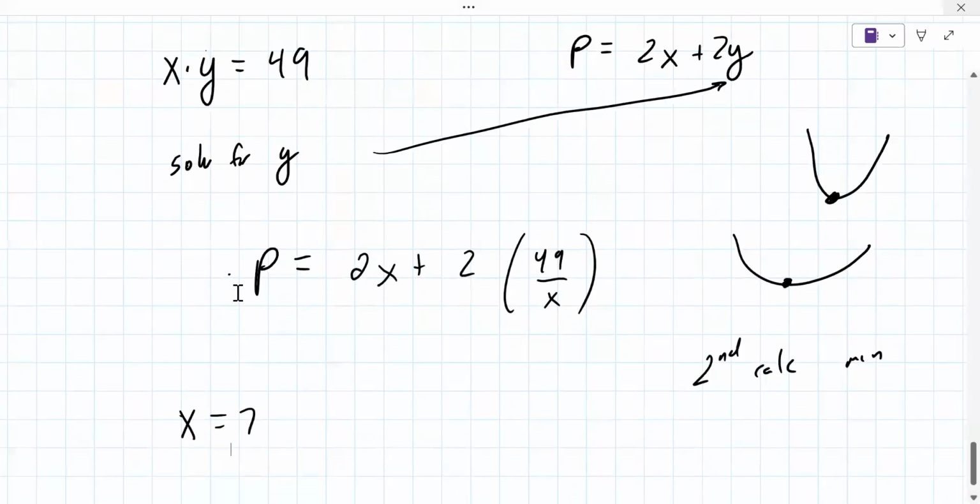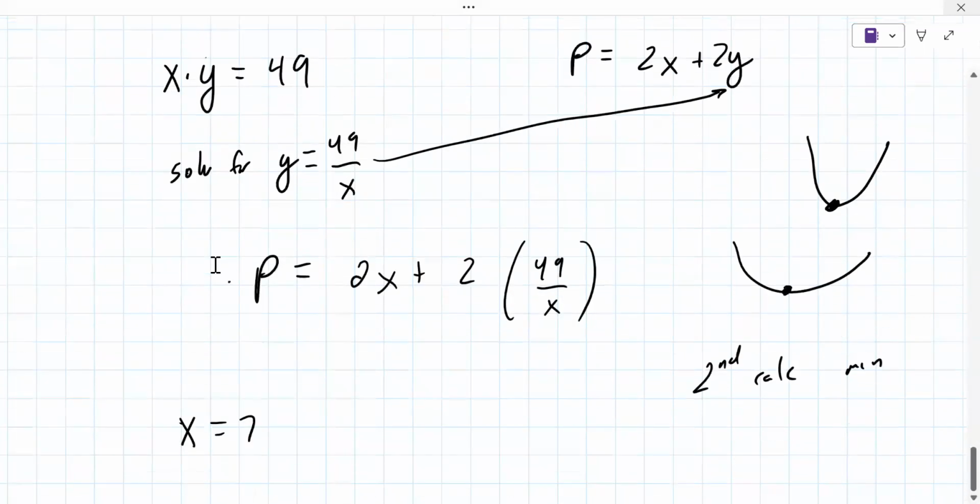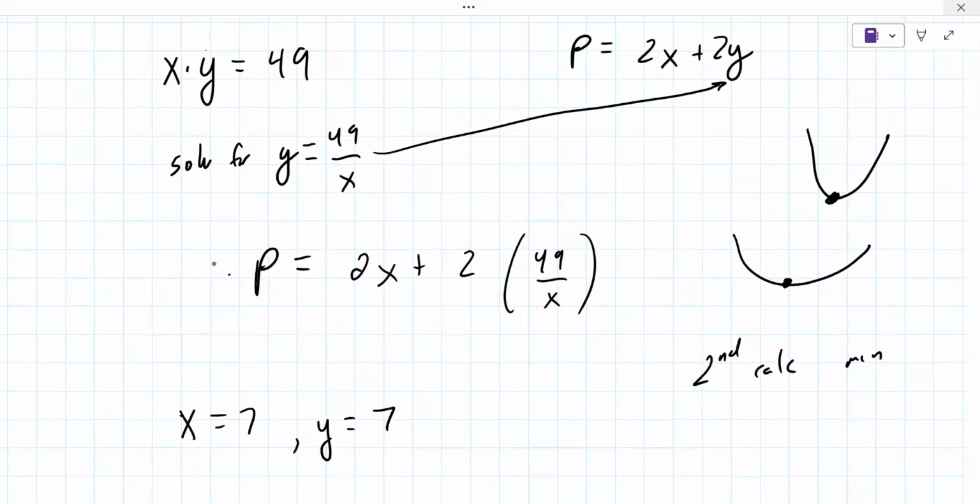So now that you get X, you got to get Y. So you get Y from probably this equation, 49 over X, and you find that Y is equal to 7. Okay, that makes sense.